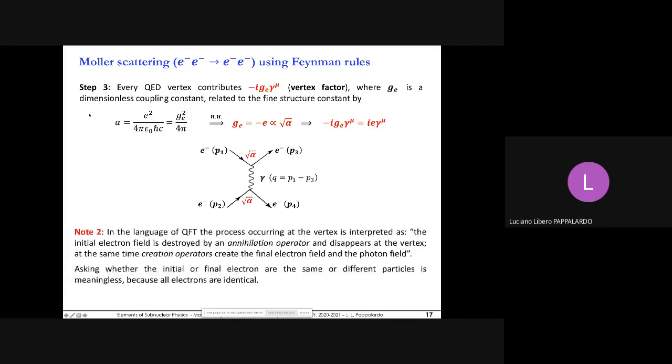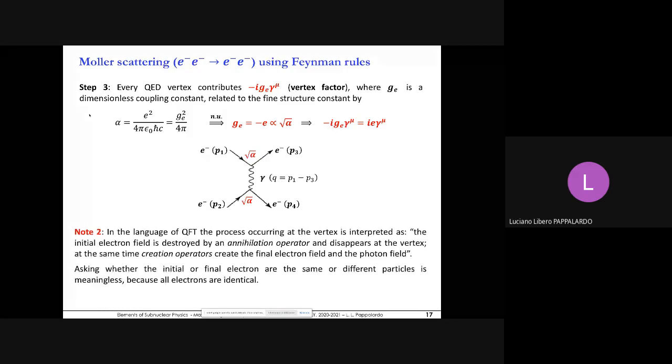Now, let me open a parenthesis here. So in the language of the quantum field theory that we just very quickly introduced, the process occurring at the vertex is interpreted as the initial electron field is destroyed by an annihilation operator and disappears at the vertex. At the same time, the creation operator creates the final electron field and the photon field. Okay?